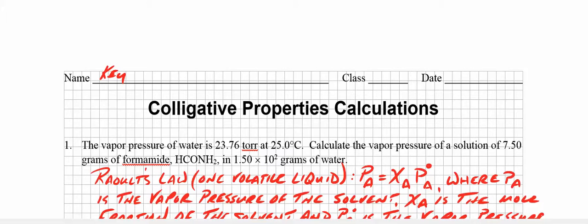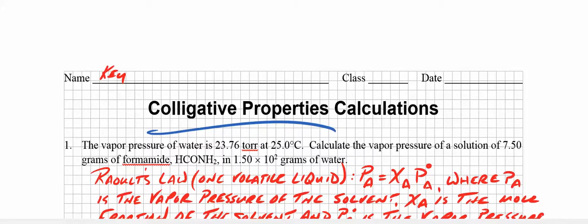Let's start with a definition. What do we mean by colligative properties? Well, colligative properties are properties that change based upon solute being dissolved in solvent. So they include such things as vapor pressure, and that's what we're going to focus on in this first half of the worksheet, and freezing point and boiling point. And we'll take a look at those in the second half. So colligative properties are properties that change based on solutes being dissolved in the solvent. Well, what do we mean by that?